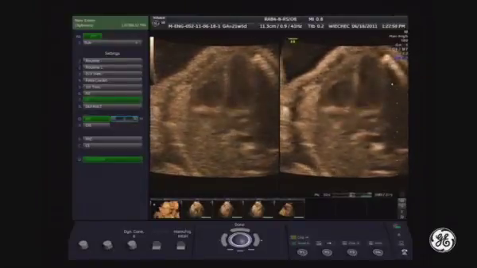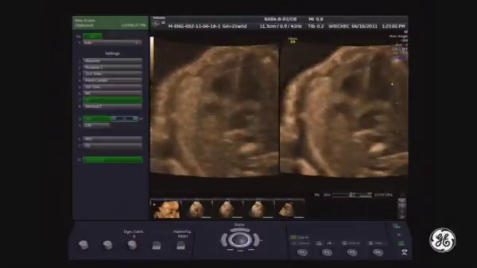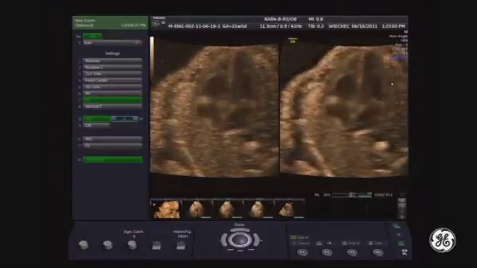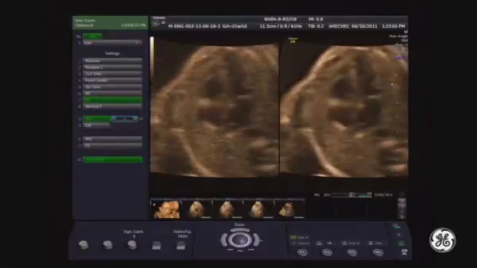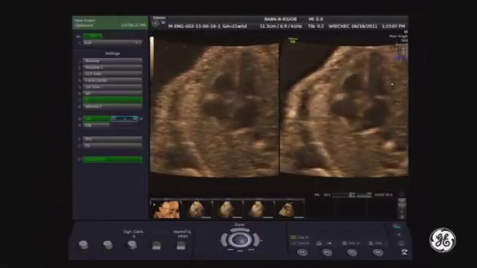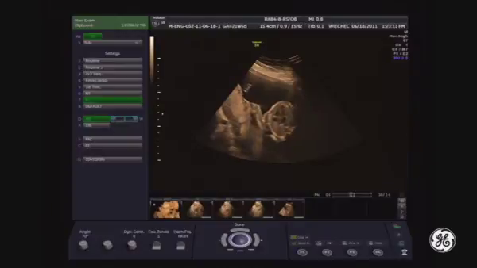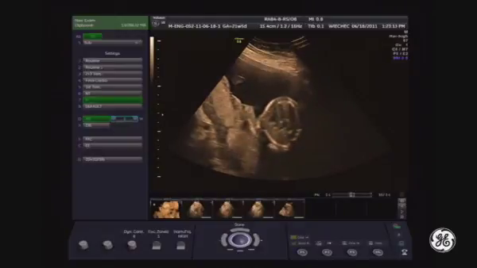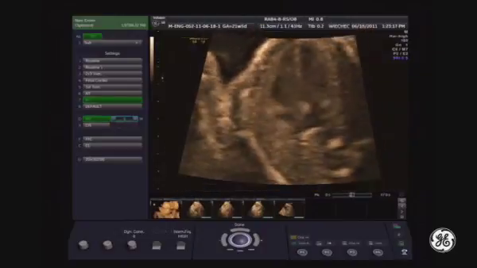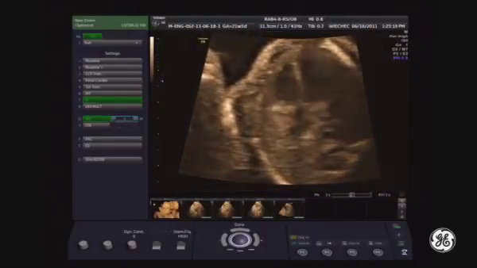Another advanced image enhancing filter is cross-beam compounding, which is based on angulated beam transmission. Let's try to activate this function. I will come back to zoom. And now I will go for cross-beam.